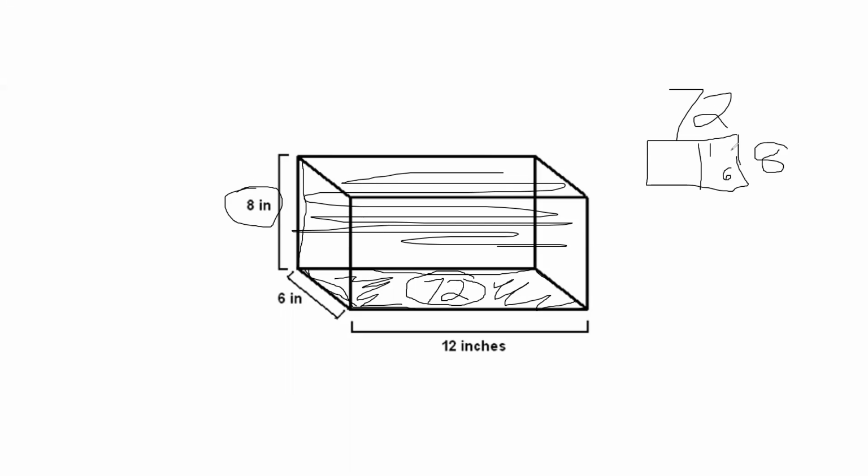16, 56, 6, 7, 5. So that answer is 576. Now you try. You're going to multiply to find the area of the bottom, and then multiply that by 8.